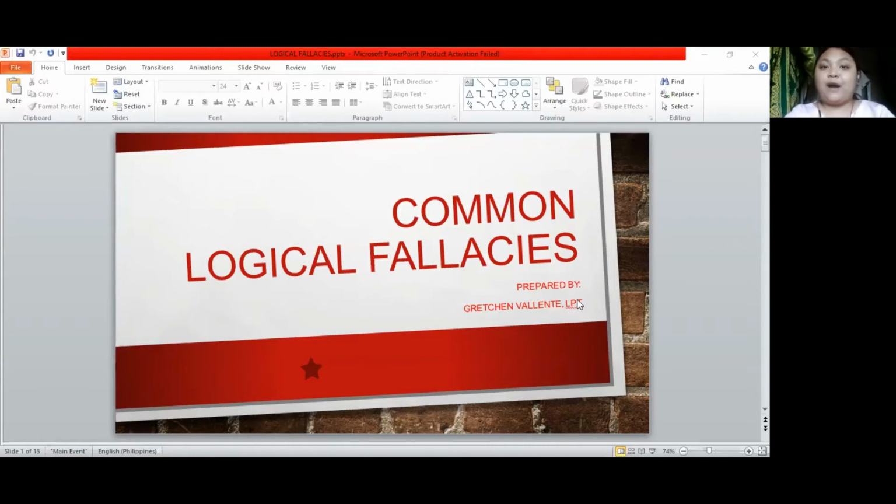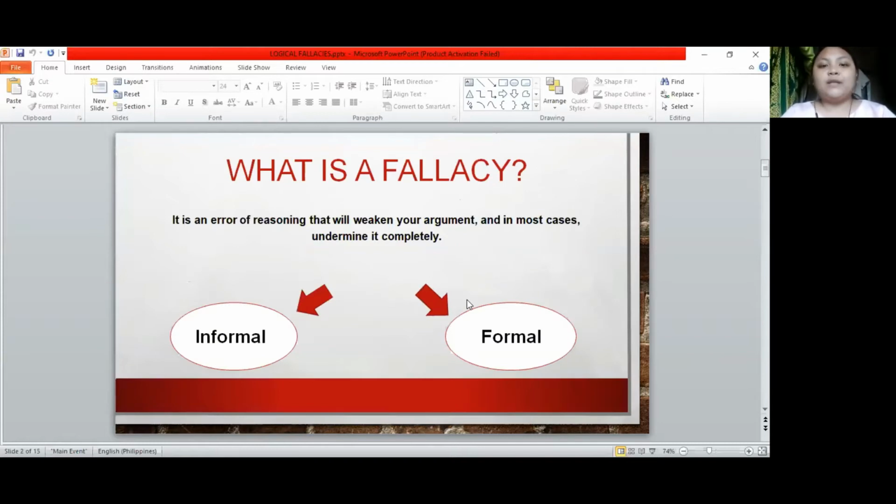So, let us first define what is a fallacy. A fallacy is an error of reasoning that will weaken an argument and, in most cases, undermine or destabilize or demoralize your argument completely. So, in other words, these are faulty reasonings that can invalidate your argument. We have two types or two classifications of fallacy. We have informal and formal fallacies. Formal fallacies are also called logical fallacies. So let's proceed.